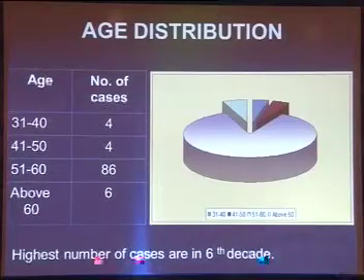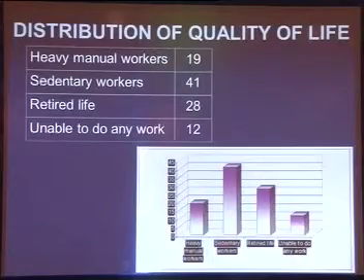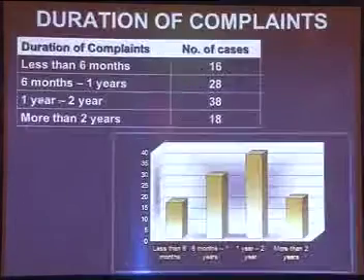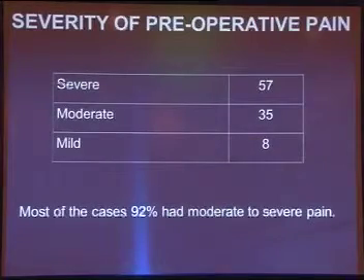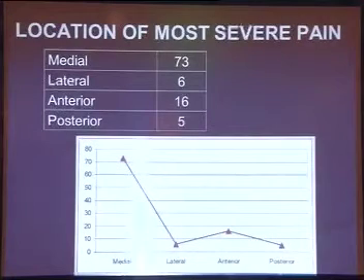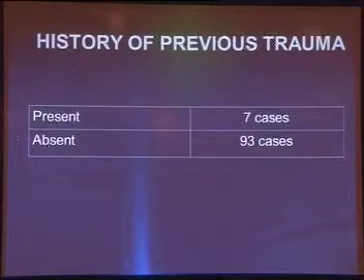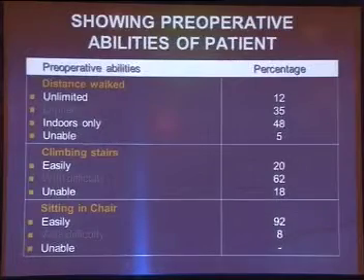Most of them were in the 6th decade. Most of them were sedentary workers. Most of them had complaints ranging between 1 to 2 years. Most of them had moderate to severe pain. Most of them had pain located on the medial side of the joint space. Mostly there was no history of trauma.